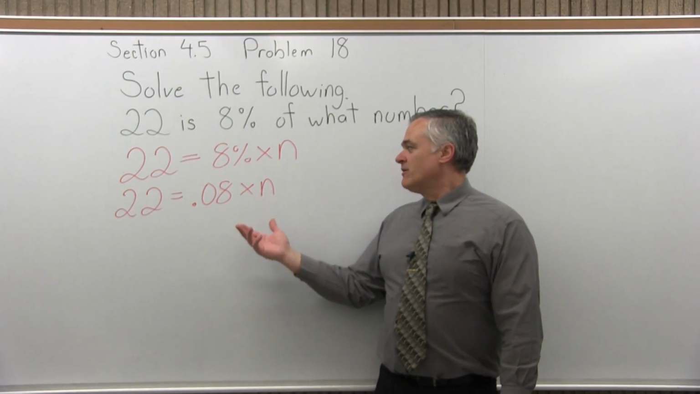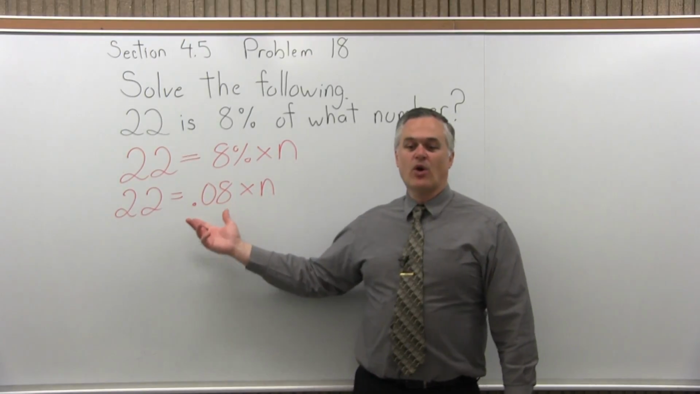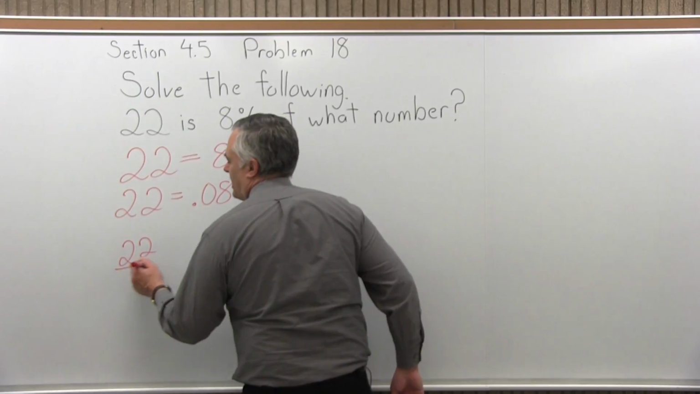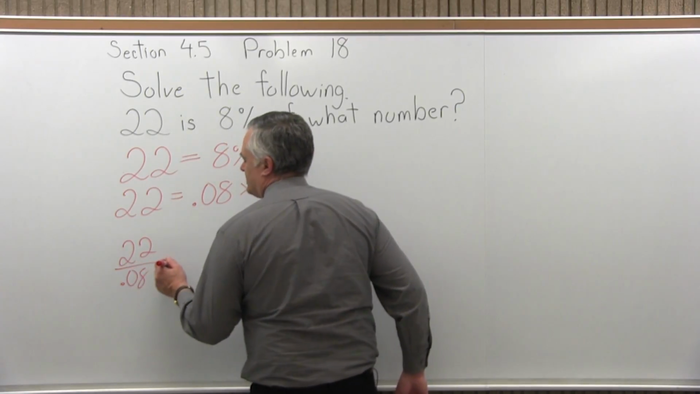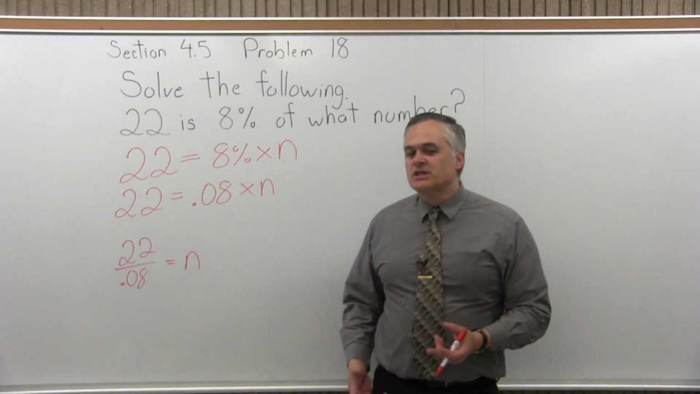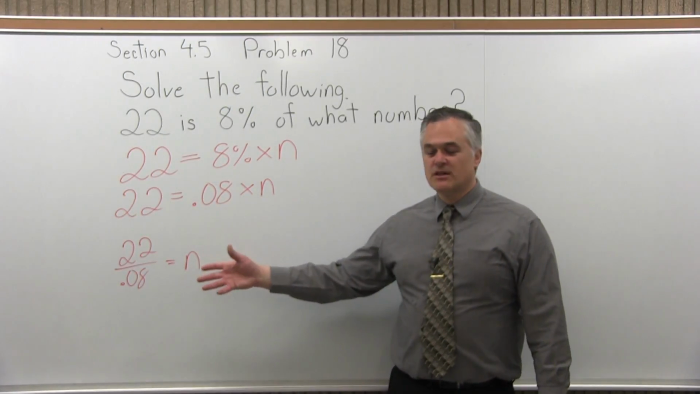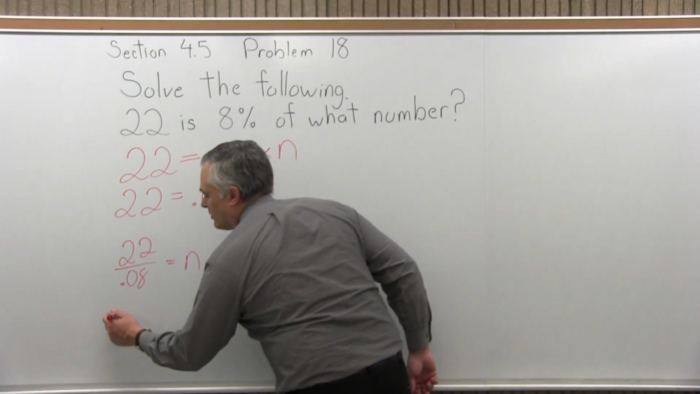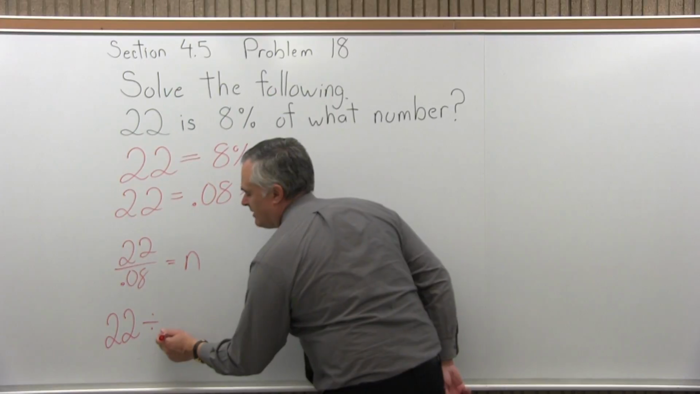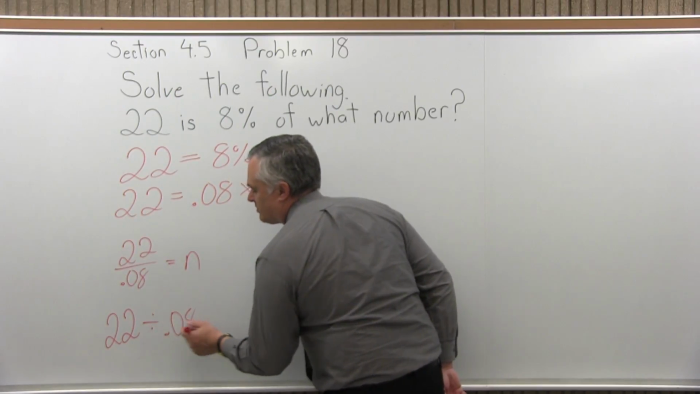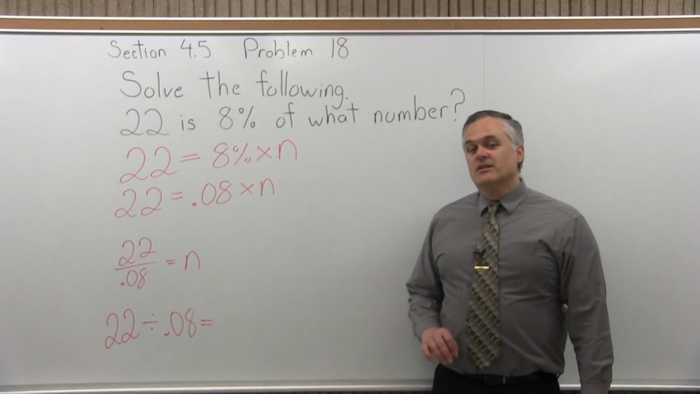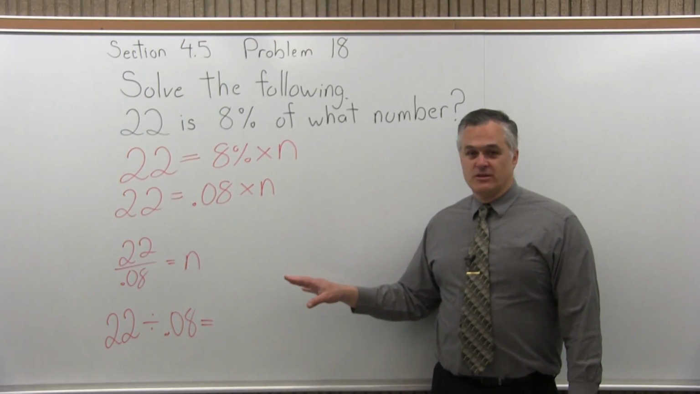Now we can go ahead and solve this. What we have to do is divide by the 0.08. So 22 divided by 0.08 equals n. Some math teachers will probably allow you to use a calculator to solve a division like this. If that's the case for your class, enter the top into your calculator first, press divide, enter the denominator, which for this will be 0.08, press equals, and you'll get the answer.